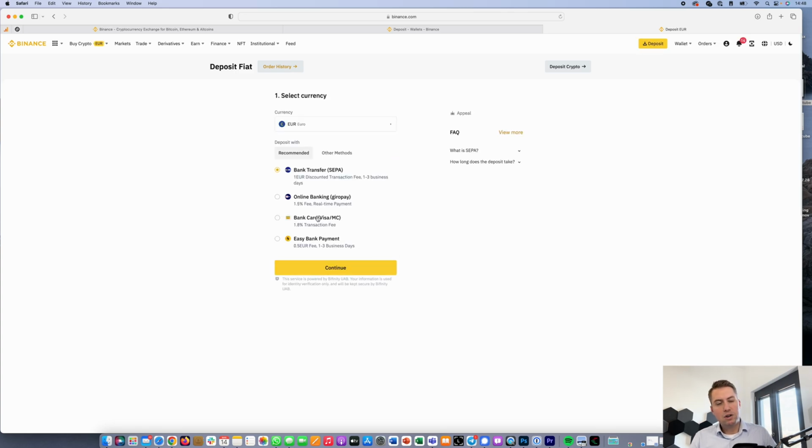And you can also use your credit card. However, they charge you a 1.8% fee, which is quite high. So I would really recommend using a bank transfer, easy bank payment. Usually they say here it takes like 1 to 3 days. Usually when I did it in the past, it only took like a couple of minutes until the money was in my Binance account. So that's basically it in terms of depositing something.